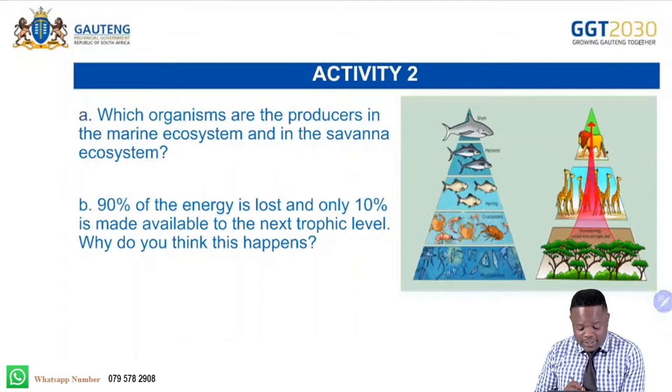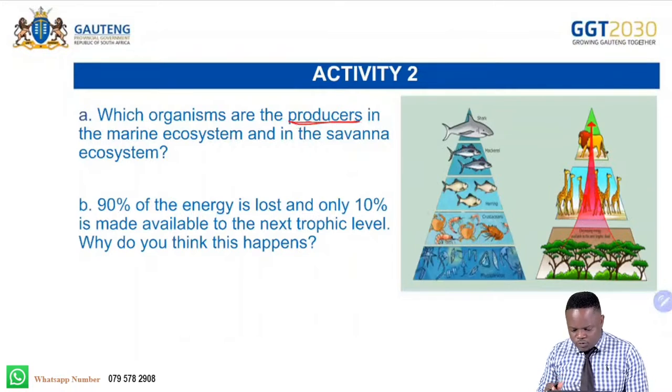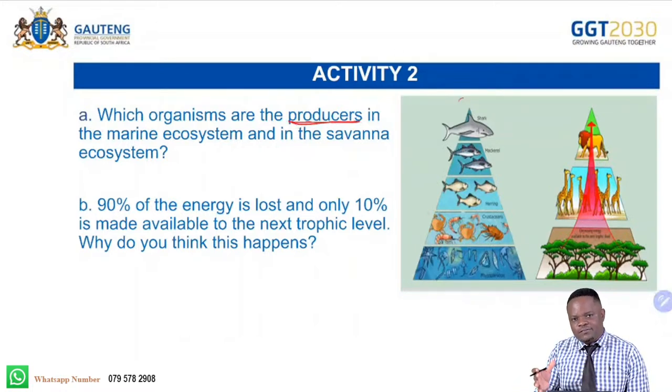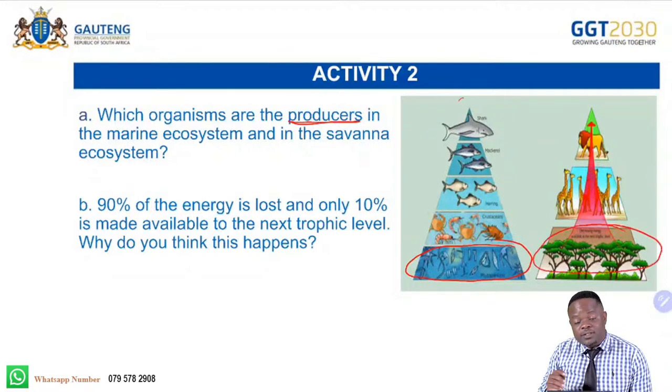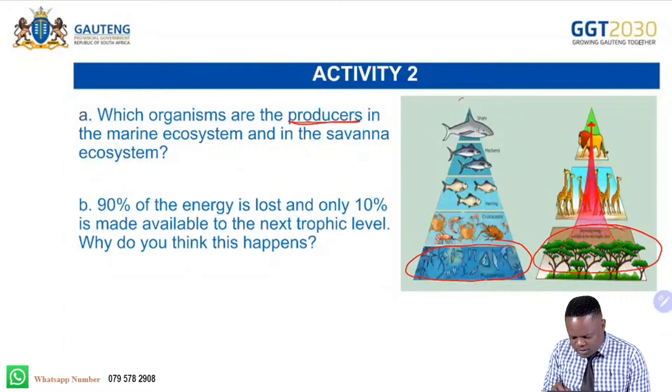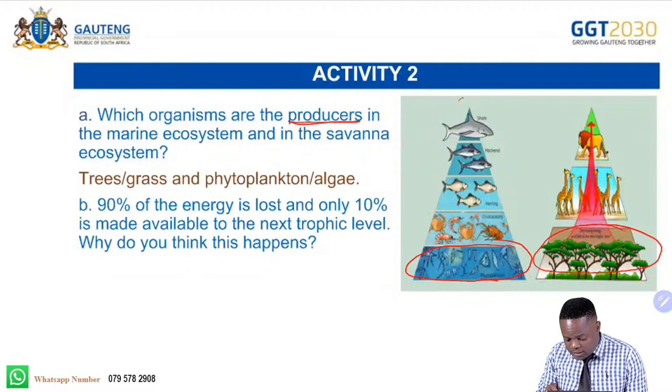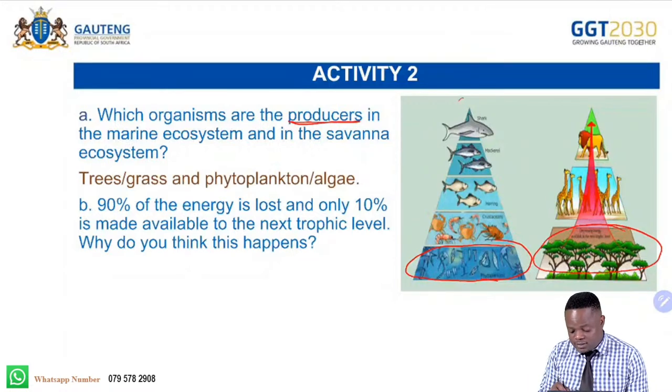Let's go over the questions together. Which organisms are the producers in the marine ecosystem and the savanna ecosystem? Remember, the marine is to do with water, everything there with the fish. How do you identify your producer? They are at the base of your pyramid, where the energy is the most. So there we've got phytoplankton, we can just say plankton, and then you have your trees. These are your producers. I believe we have no issues there.